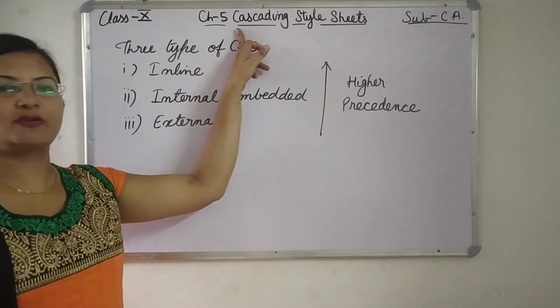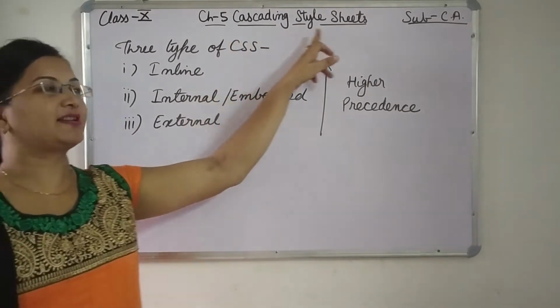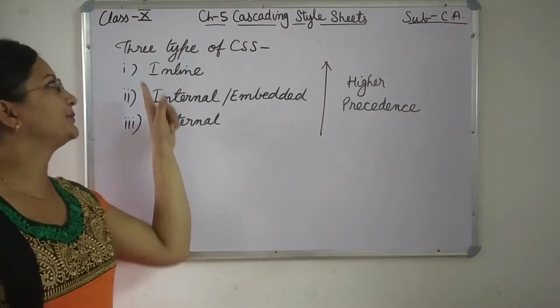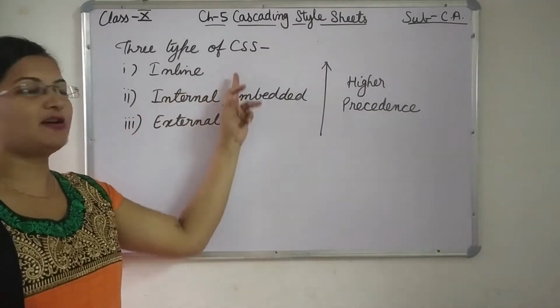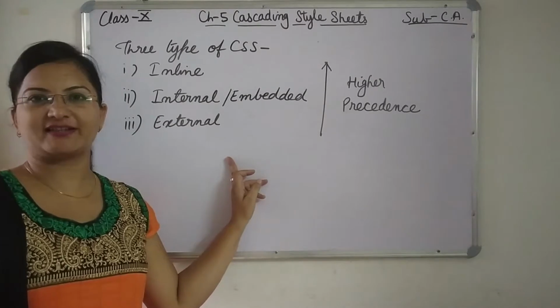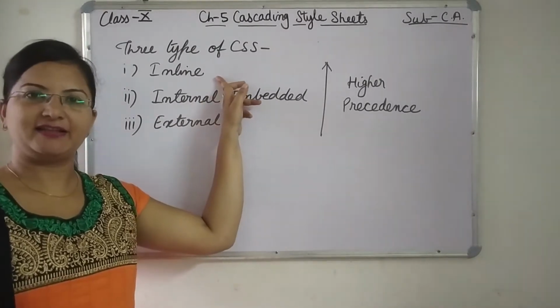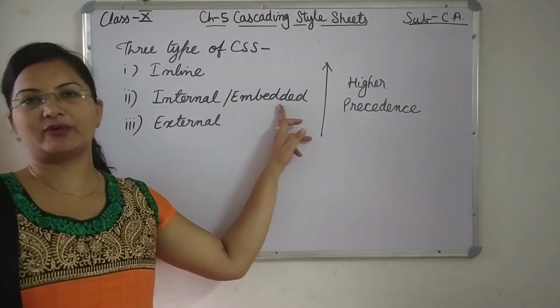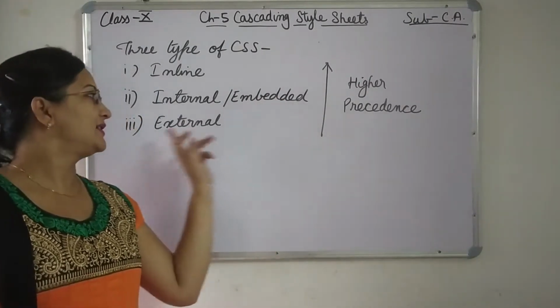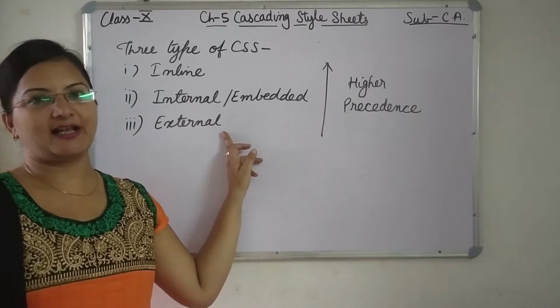Today we will continue with chapter 5, cascading style sheets. So it is also known as CSS. And till now we have studied about 3 types of CSS: inline style sheet, internal style sheet, or it is also known as embedded style sheet, or external style sheet.